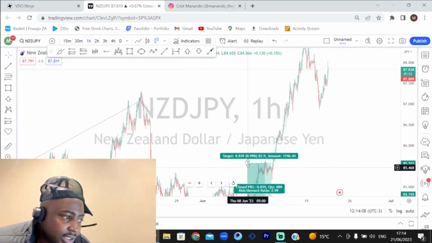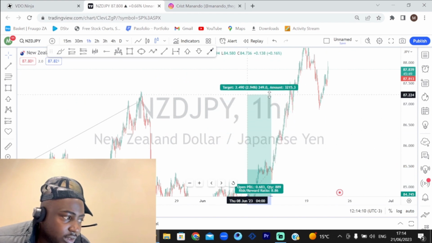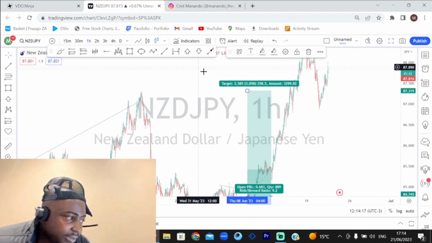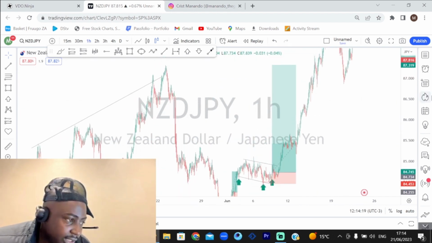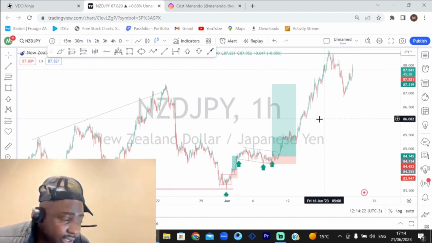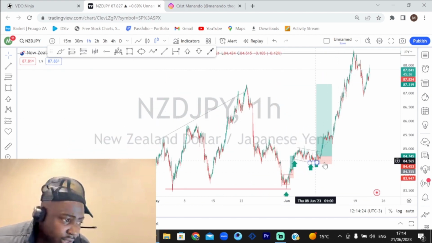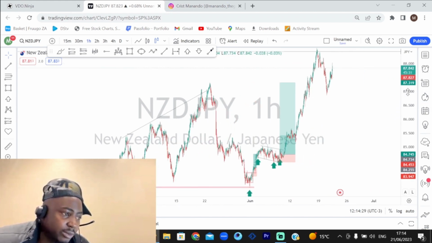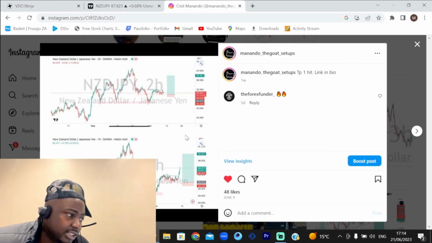And as you can see, the reward, I would have had my take profit right here at this previous high. So you can see the risk reward ratio is still good, even though our stop loss was a bit deep, but it's still something that you can work with. And this is literally the trade that I took.